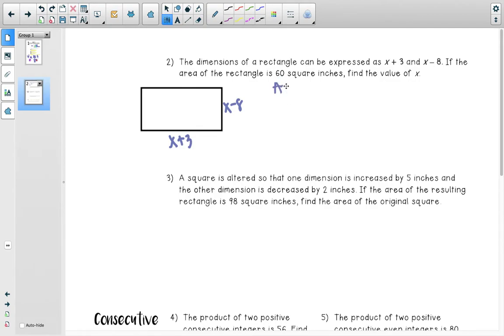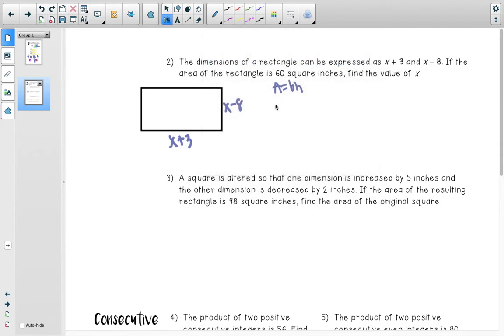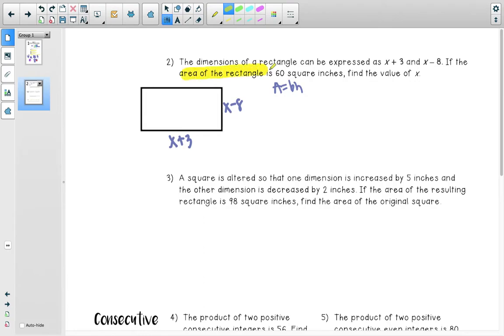So once again, area equals base times height. And it says that the area of it is 60 square inches, and all you have to do is find the x. I'm going to change this one up, and I'm going to say what are the dimensions? I actually want you to find that for me. Okay, so area is 60. We have x plus 3 and x minus 8.